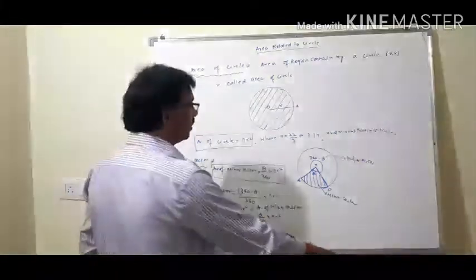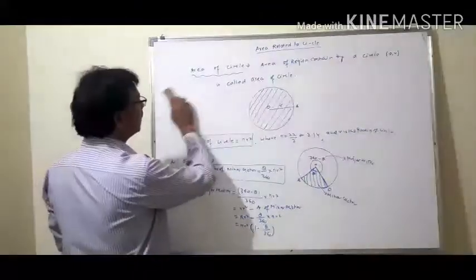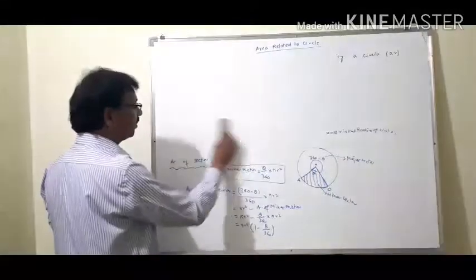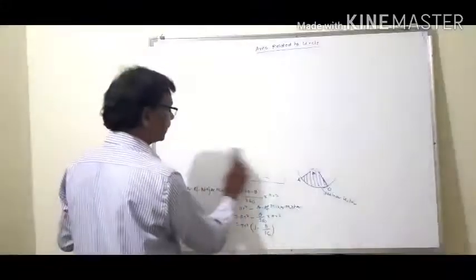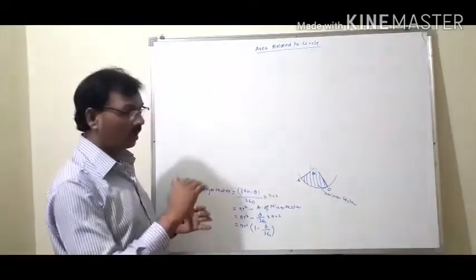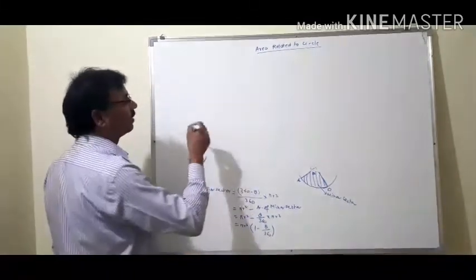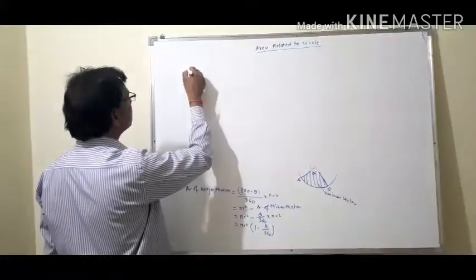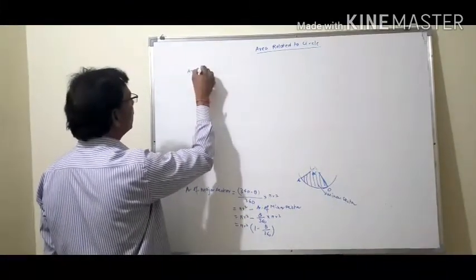Now we will discuss the area of a segment. That means first we understand what a segment is. As you know, a segment means the area or region bounded by a chord and an arc of a circle. That means this is a segment, and we want to find the area of the segment.